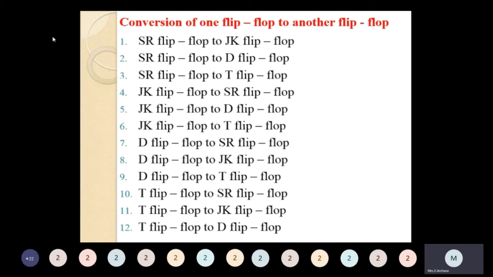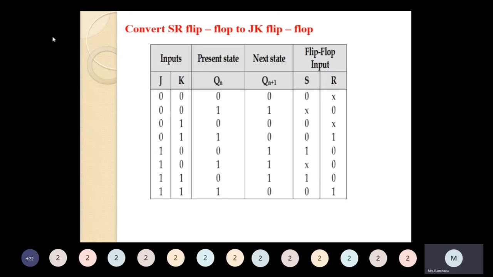We can convert flip-flops. There are 12 types of conversion. So we can convert from one flip-flop to any other flip-flop: SR to JK, D, T; JK to SR, D, T; and so on. We can convert any flip-flop to any flip-flop. There are 4 flip-flops, so we have 12 types of conversion.